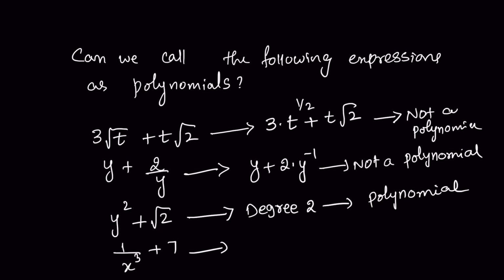What about 1 by x cube plus 7? 1 by x cube can be written as x to the power of minus 3. In denominator x cube is there. If you move this to numerator, it is x power minus 3 plus 7. Again, the power is minus 3. It should be a non-negative integer, but here it is negative, so we cannot call this one a polynomial. So you have to write not a polynomial.